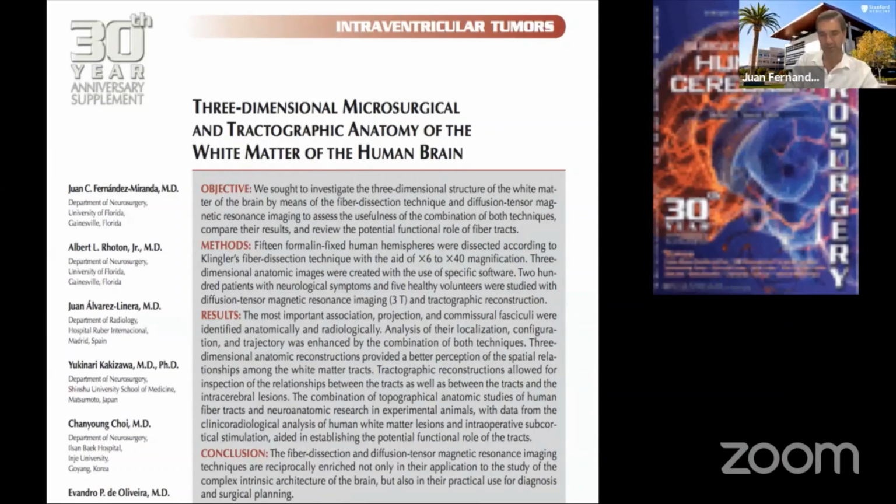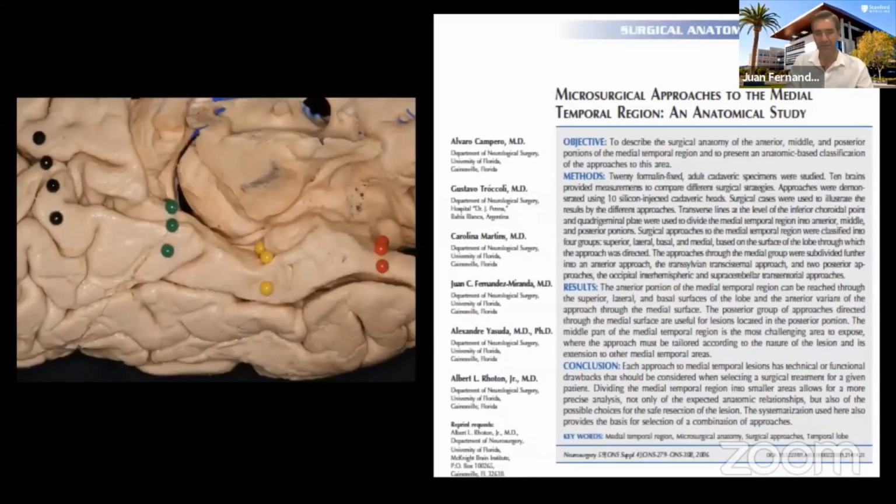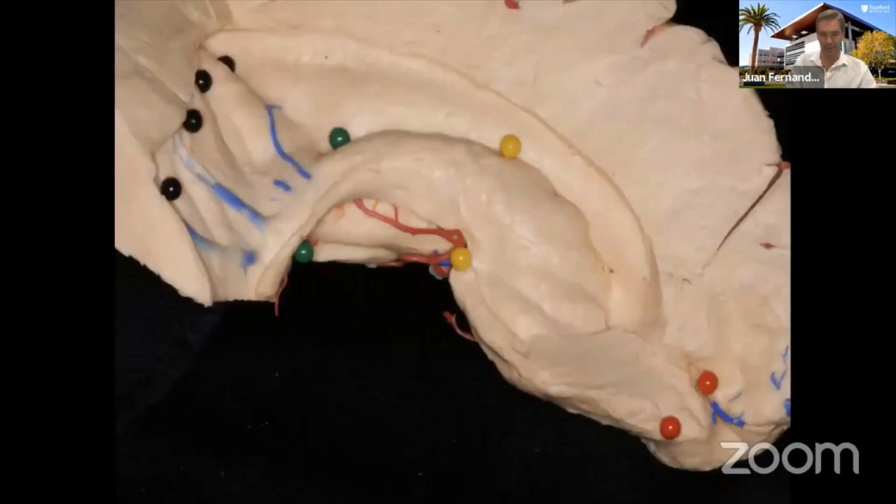Years ago, we put this paper together. We reviewed all these fiber tracts and correlated them with fiber tractography. But we also studied, as Julio showed, the anatomy of the medial temporal lobe. Professor Evandro Oliveira divided the medial temporal lobe into three segments: anterior, medial, and posterior, in a didactic way to decide which approach to use for each area. We have studied the different approaches in the lab and how to approach the anterior, medial, and posterior segments of the medial temporal lobe.